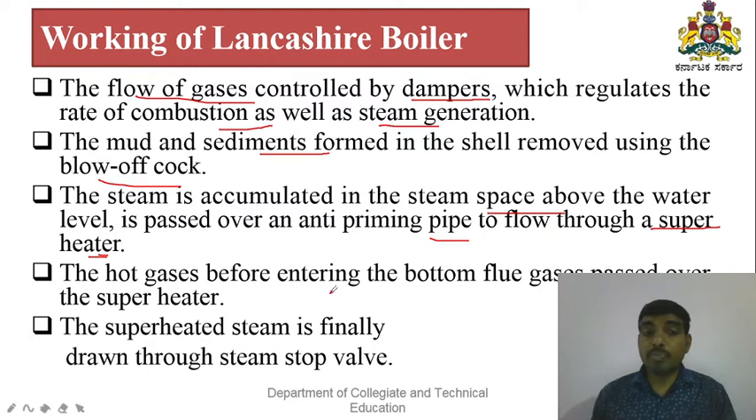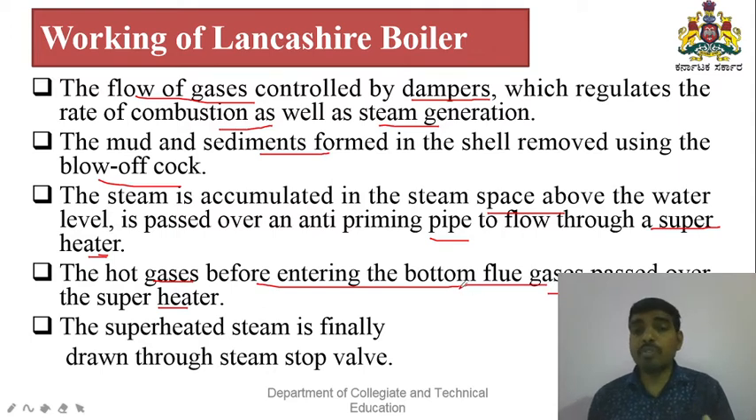The hot gases, before entering the bottom flue, pass over the superheater. This is the concept: the superheater is a device to convert the saturated steam into superheated steam by the application of hot gases before they enter the bottom flue. This is a utilization process. Here the waste heat is utilized by the superheater to convert steam into high temperature steam.